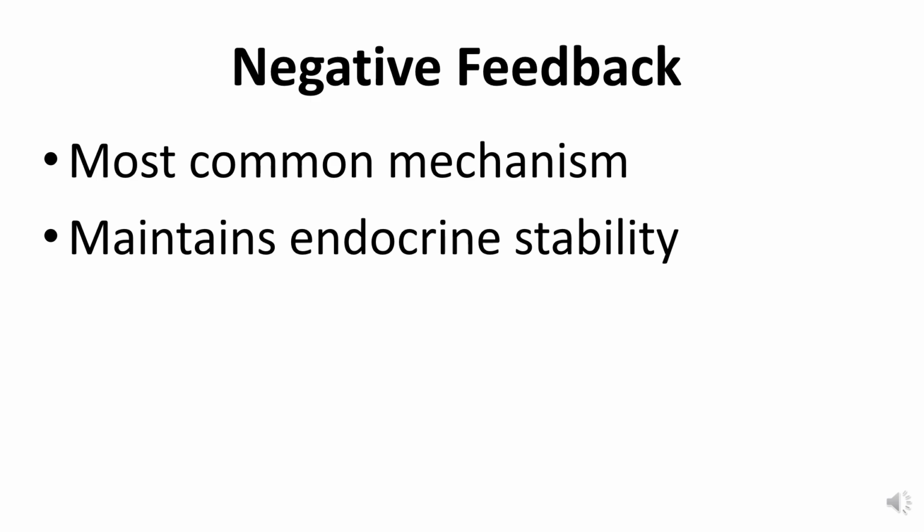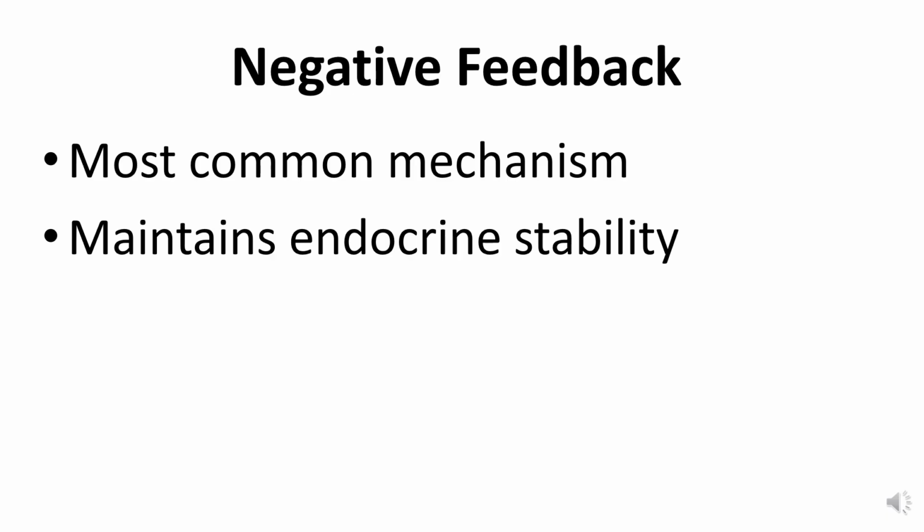It's like a thermostat turning off a heater once the room reaches the right temperature. This system keeps the internal environment stable. That stability is called homeostasis. Without negative feedback, hormone systems could quickly spiral out of control.